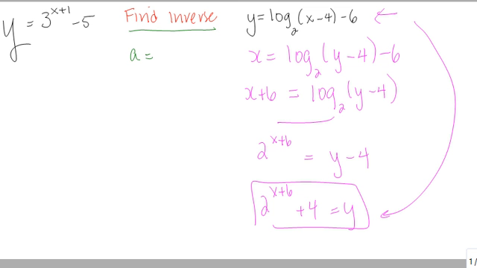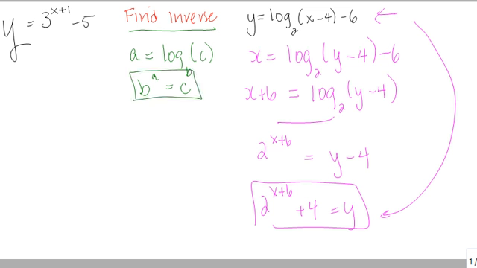If I have a equals log base b of argument c, and I wanted to write that as an exponential equation, it would be b to the power of a equals c. Hopefully that's familiar to you by now. You've been doing a bit of work with logs.